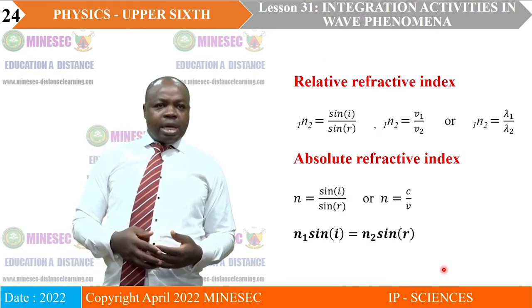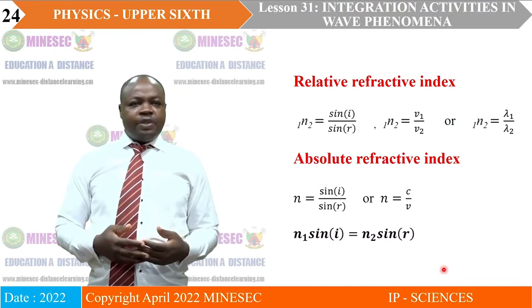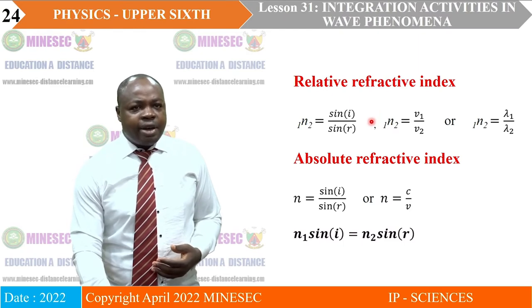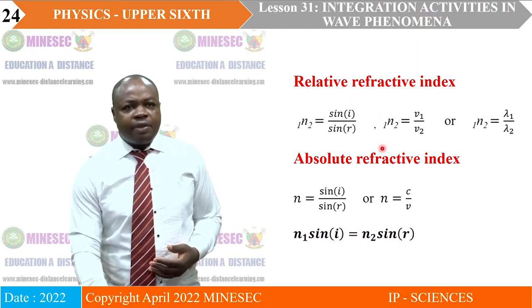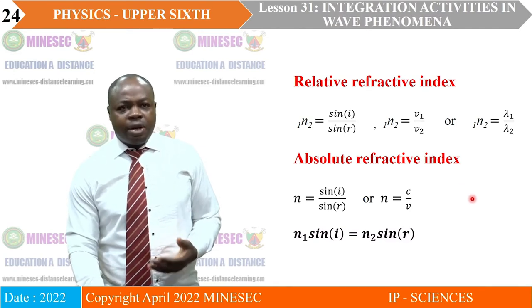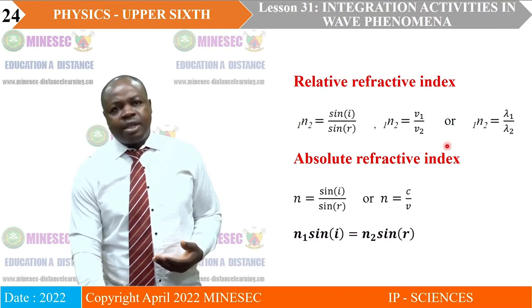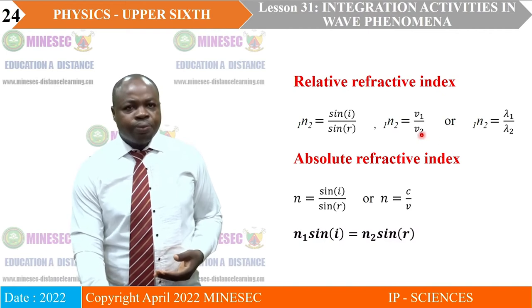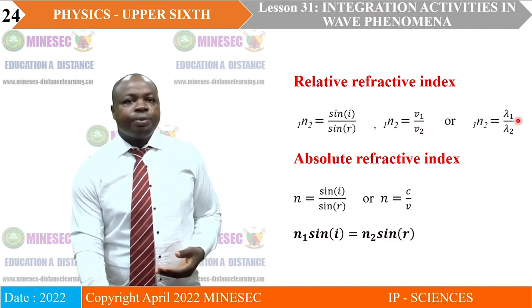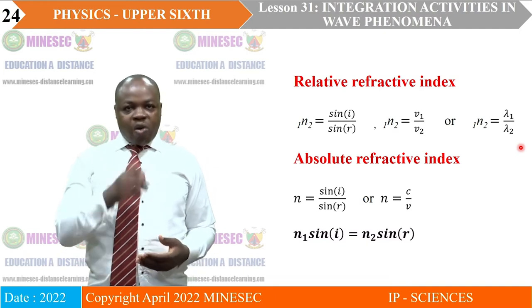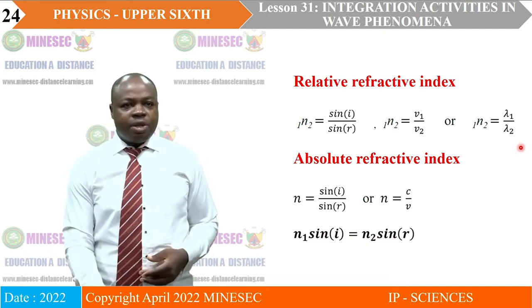We also have the relative refractive index, which is given by the ratio of sine of the angle of incidence to sine of the angle of refraction for light traveling from one medium to another when neither medium is air or vacuum. It can also be given by the ratio of the speed of light in medium one to medium two, or the ratio of the wavelength in medium one to the wavelength of light in medium two.